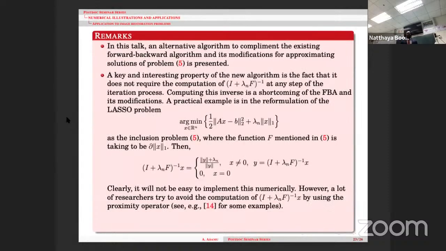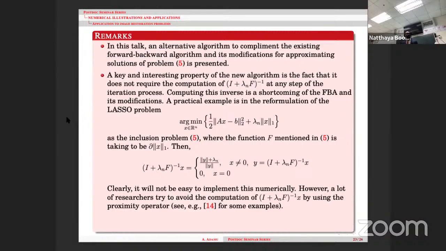A key and interesting property of the new algorithm is the fact that it does not involve the computation of this resolvent at any step of the iteration process. Computing this inverse is a shortcoming of the forward-backward algorithm and its modification. A practical example is in the reformulation of the lasso problem as inclusion problem 5. In the problem, we normally take F, which is the set-valued maximal monotone operator, to be the subdifferential of the L1 regularization term. So if you try to compute (I plus lambda F) inverse, you will get an implicit function. Even mathematically, handling an implicit function is not easy, talk more of implementing it on the computer.